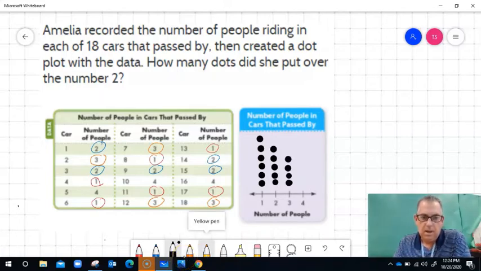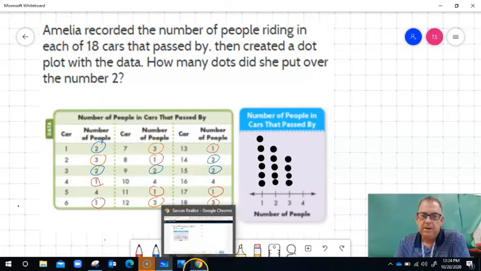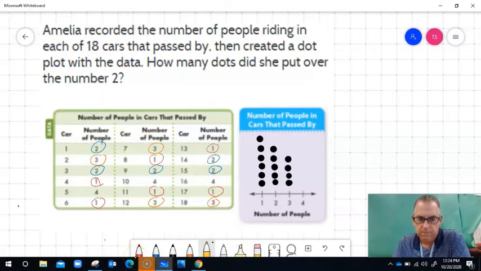Okay. Next, how many dots are we going to put over the number 4? Okay, let's check and see if that's right. I see 1 car, 2 cars, and 3 cars. So there should be 3 dots over the 4. Go and put the 3 dots over the 4. 1, 2, 3, 4. Oh, I'm sorry, there's only 3. So 3.